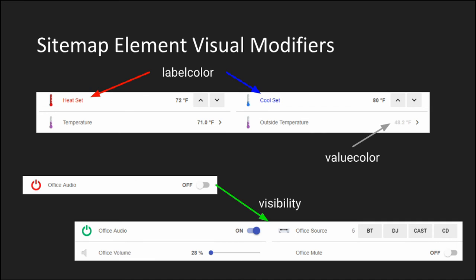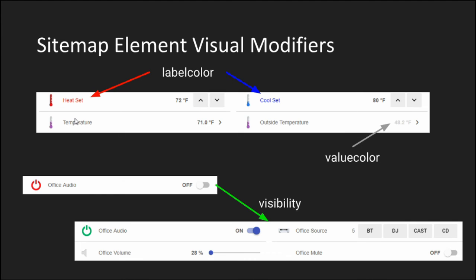So now that I've shown you the different sitemap elements and how to use them, let me also quickly show you some nifty ways to pretty up your user interface with these additional element options. The first two are label color and value color. Both allow you to change the color of the label or the value based on conditions like the value of the item or even other item states.